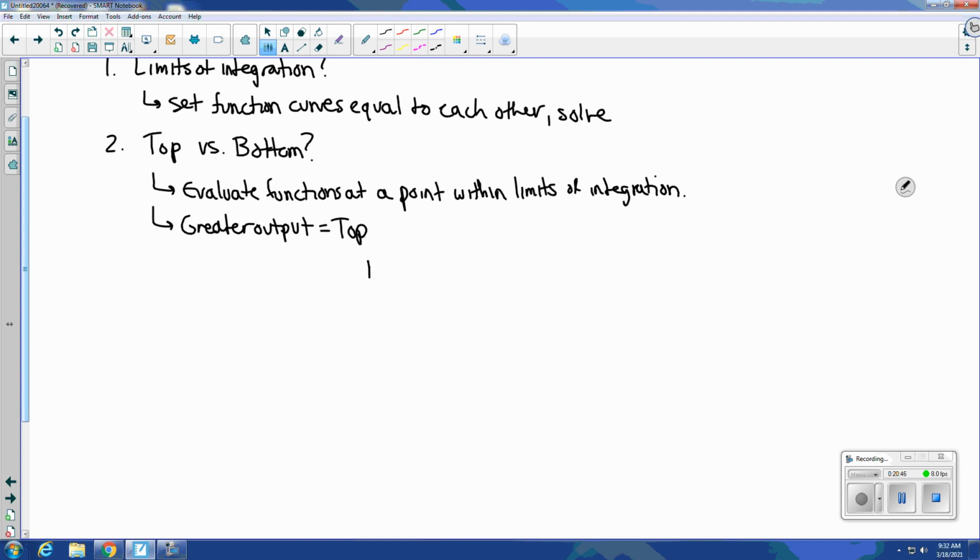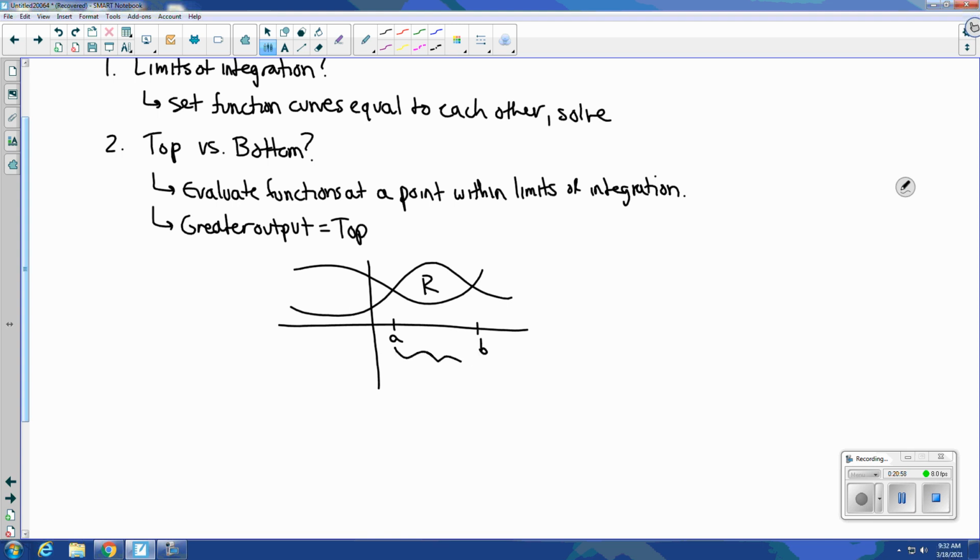So if we put a picture to this, kind of going back to our original picture, let's say we want this region R. We need to identify what A and B are, and you need to pick a point between A and B to figure out which one's on top. So if you pick some point C here, you'll see that what should happen is that F will have a greater output at C. So we'll see that F of C should be greater than G of C at that chosen value, which would indicate that F is on top.